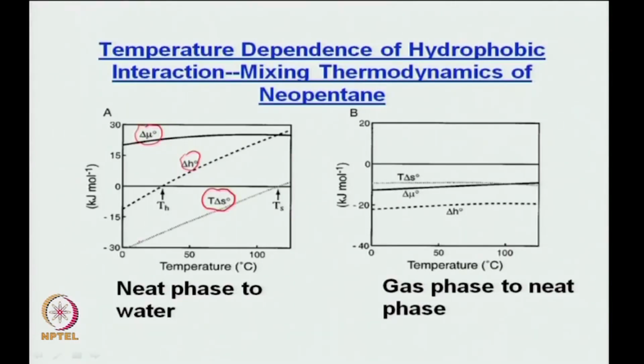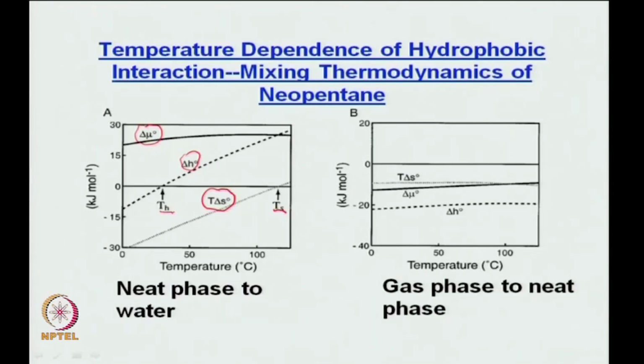One is, you look at these temperatures, TH and TS. What does this refer to? The delta H 0 line, which is your enthalpy change, crosses the 0 energy at TH. That means TH refers to a temperature where your change in enthalpy delta H is what? 0. So, now you think about this. If your delta H is 0, remember what delta G is or delta mu 0 is.